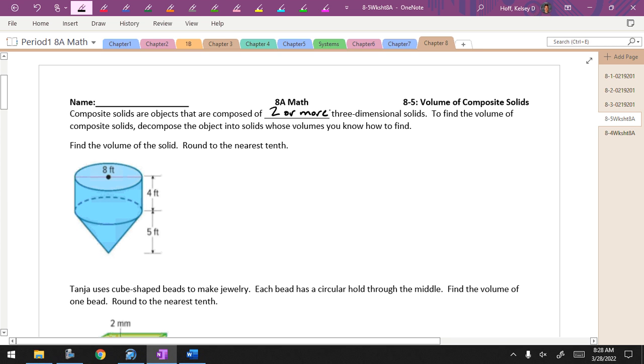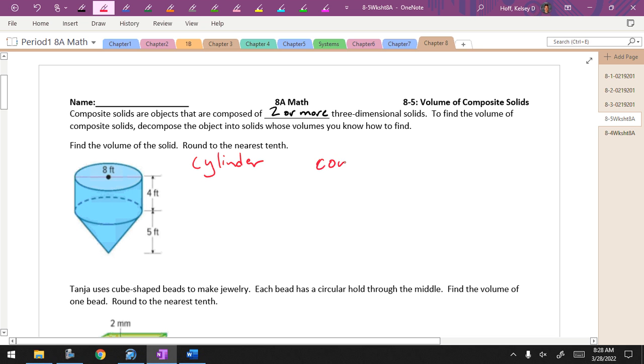What's going to happen is that we are going to have multiple shapes. So on every other problem, it was just a sphere, or just a cylinder, or just a cone. Now we're going to have shapes like this one, where it's multiple shapes put together. So what shapes do you see on that first one? I see a cylinder and I see a cone.